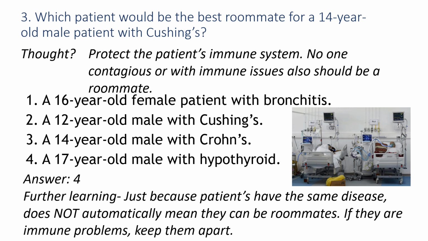If you chose number 2, a lot of students do that. They just match diseases. These questions take more critical thinking than just matching diseases. Just because patients have the same disease does not automatically mean they can be roommates. If they both have immune problems, you should keep them apart. Imagine if you put the 2 Cushing's patients together and then one roommate caught something because they're immunocompromised, how quickly would it spread to the other roommate because they have Cushing's and are immunocompromised too? So just be careful. Think about protecting people's immune systems.